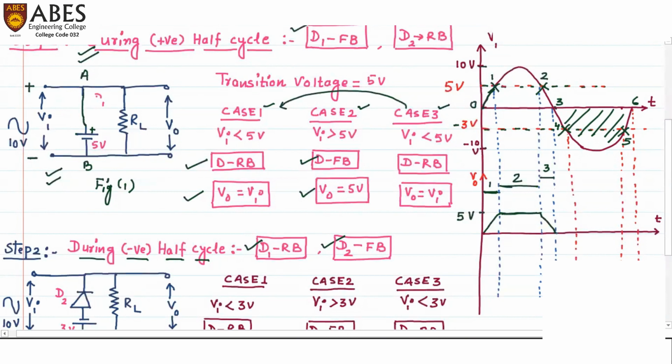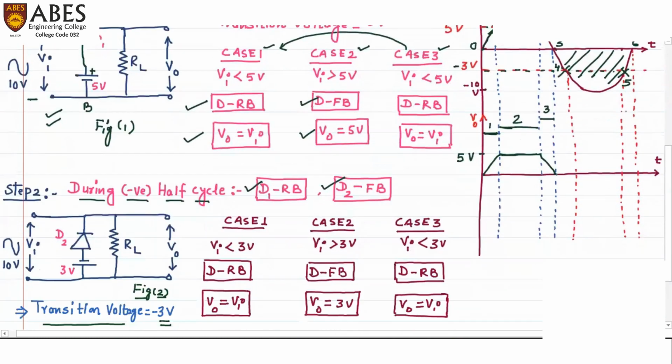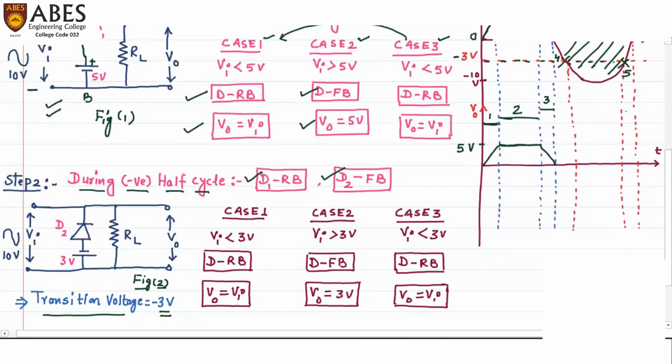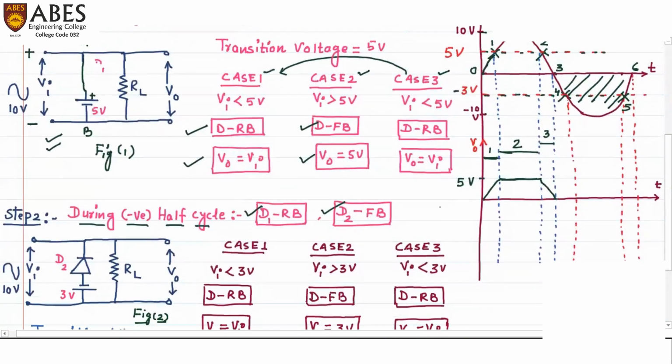So the negative half cycle is again divided into three parts. The first part corresponds to the portion between 3 and 4, the second part corresponds to the portion between point 4 and 5, and the third part corresponds to the portion between point 5 and 6. So while calculating V naught during the negative half cycle, we will consider three cases: case 1, case 2, and case 3, as we took these three cases in the positive half cycle.